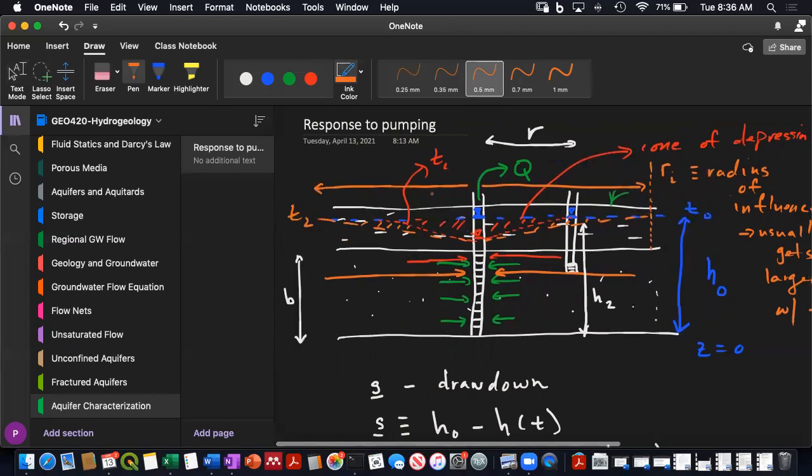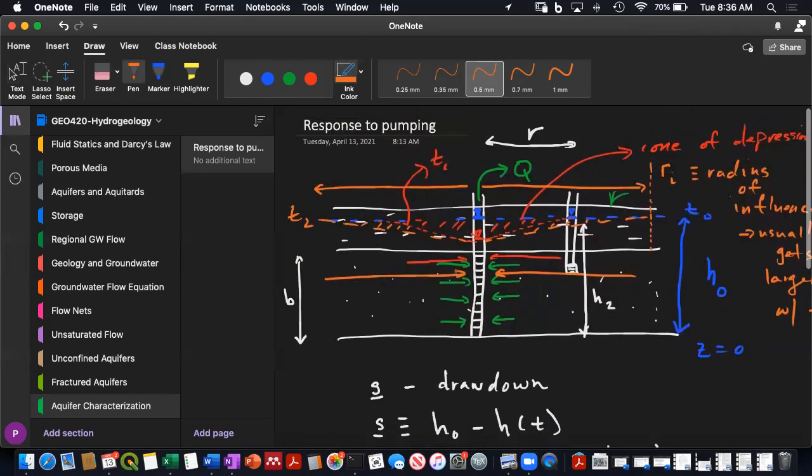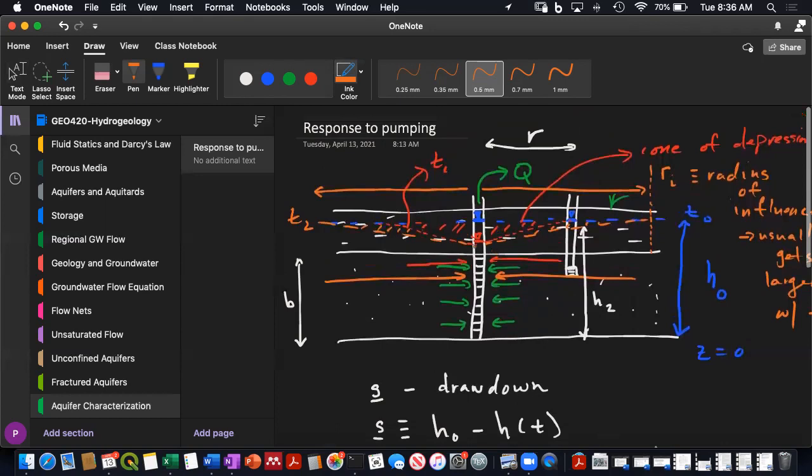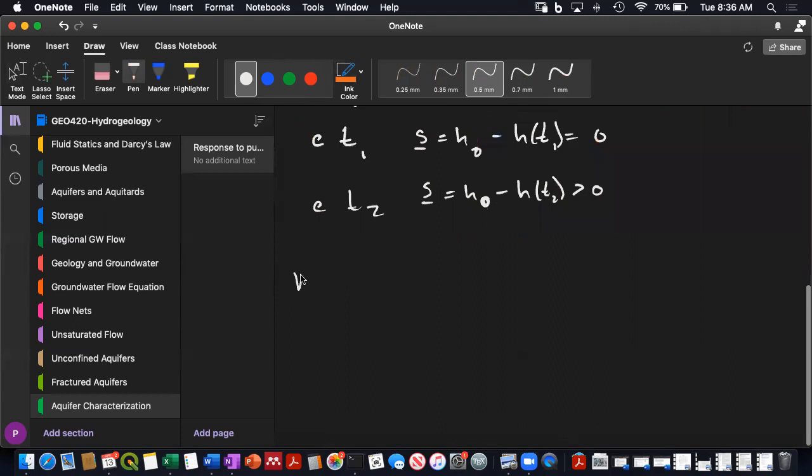Okay, so this is in cross-section view, right? And I want to look down in map view really quick and look at the flow paths. And I'm going to draw a simple flow net around our well. All right, so this is cross-section view. Now let's look at map view. And we'll do this at time t2.